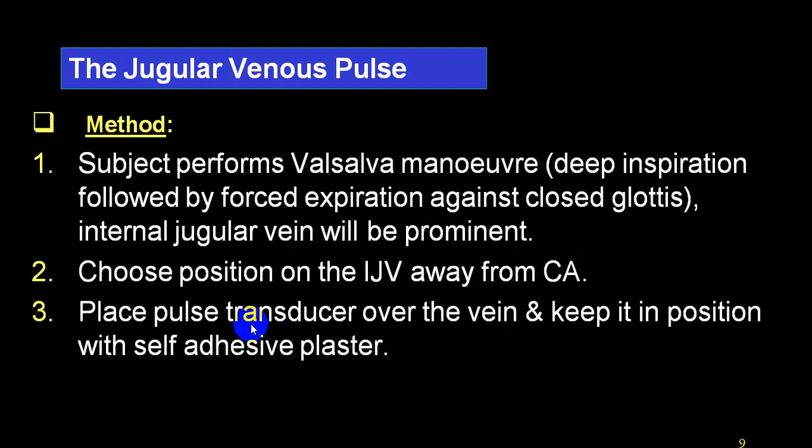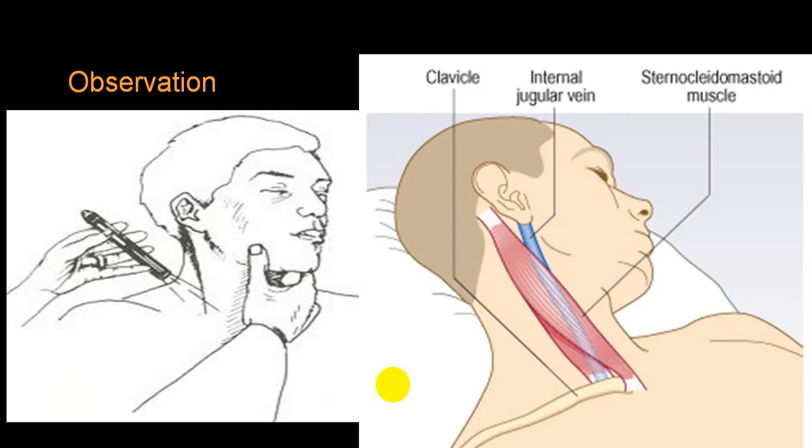Place the pulse transducer over the vein and keep it in position with a self-adhesive plaster. And now you can take a record and connect it to the recorder. This is what we call a jugular venous pulse recorder. So whenever you want to record, this is the technology.